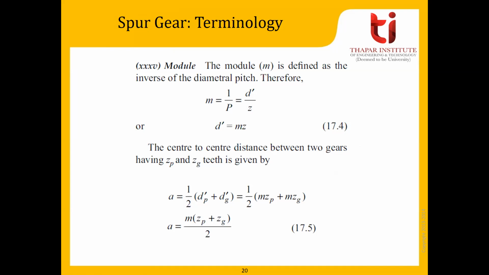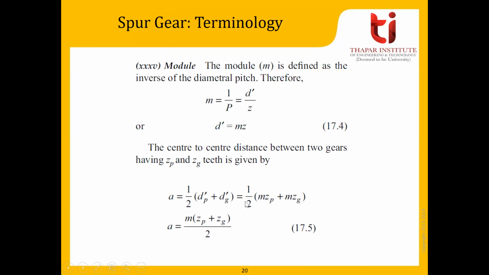Now, the center to center distance between two gears can be given by the sum of the radii of the pitch circles, right? And in the diametral form, this can be written as dp. P stands for pinion, and d prime g stands for gear. Gear is known as the larger one out of two, and p is the smaller one out of two. So this can be written as 1 by 2 dp prime plus dg prime.